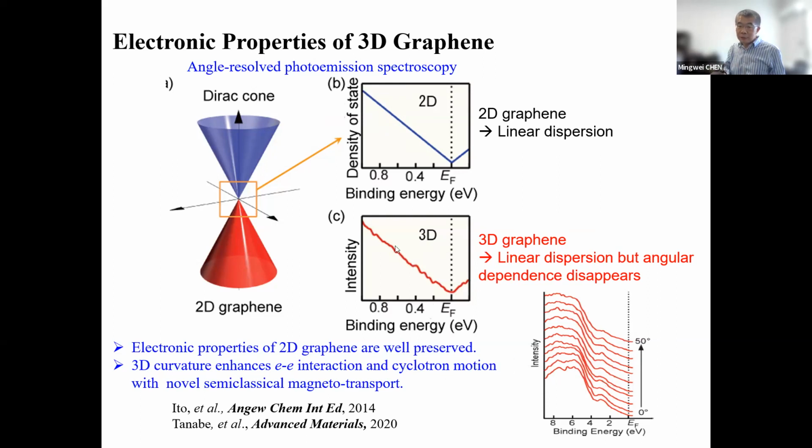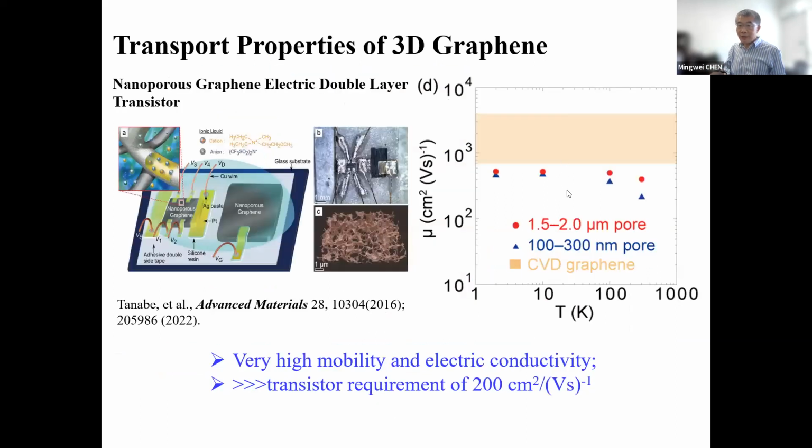But they do keep the 2D electronic behavior. You still get the massless Dirac fermions along the Fermi surface. That means this material can still give us very high conductivity. Those can be confirmed by what we call the electric double layer transistor measurement.